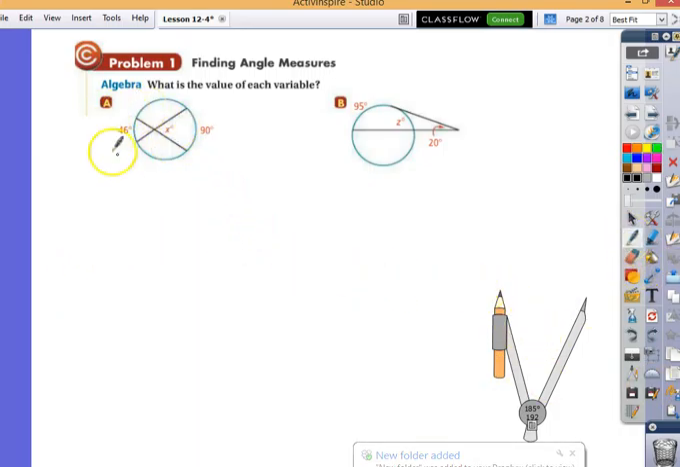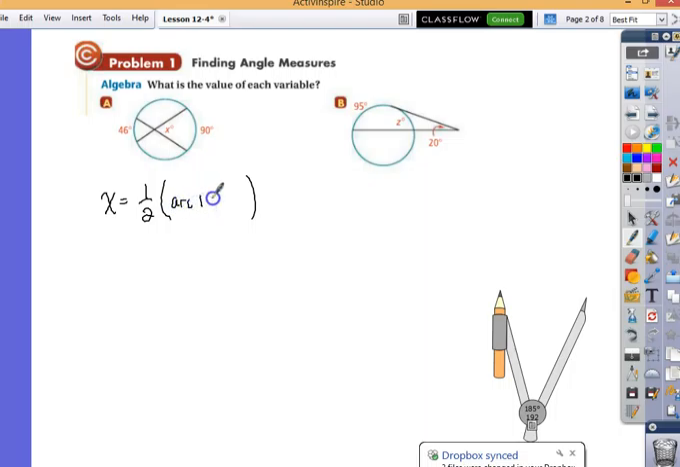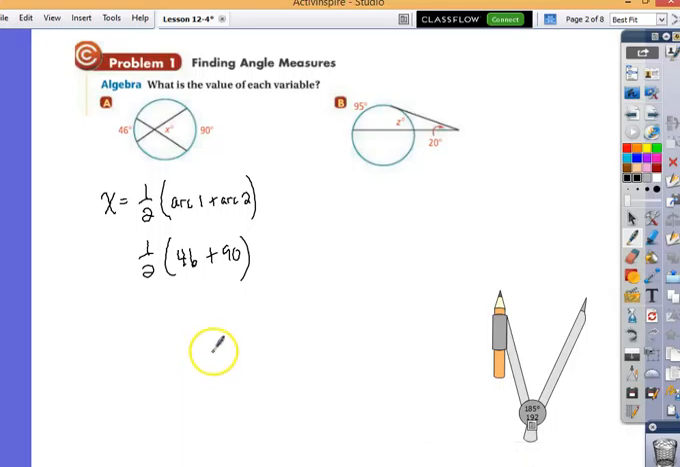All right, so in part 1 here, the angle crossed is inside. So what do you think we're going to do with those 2 arcs? 1/2. Right. So x is going to equal 1/2 something. What are we doing with those 2 arcs? Adding. Yep, so arc 1 plus arc 2. And it doesn't matter what order you add in. So in this thing, it's going to be 1/2 of 46 plus 90. So 46 plus 90 is 136. And when I divide that by 2, I get 68. So x is equal to 68 degrees.